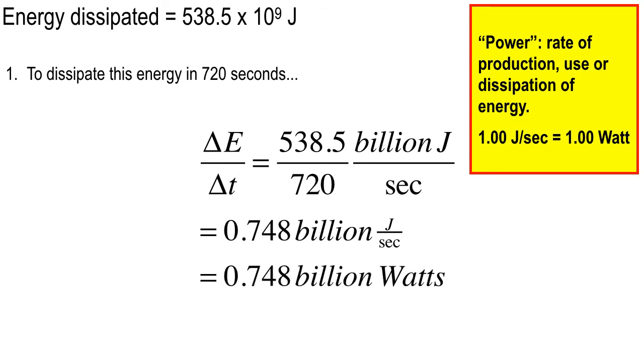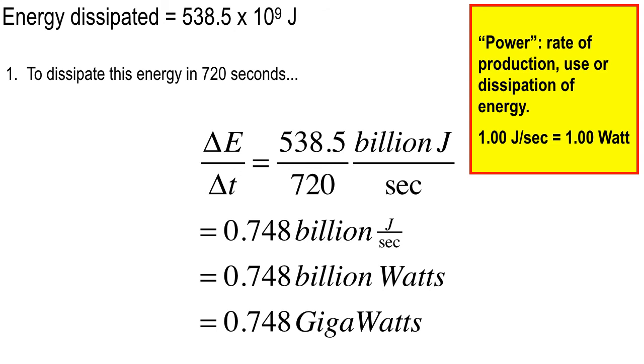Now, what is a billion watts? Well, the scientific prefix for billion is giga. So this is 0.748 gigawatts, or as we say, 0.78 gigawatts.